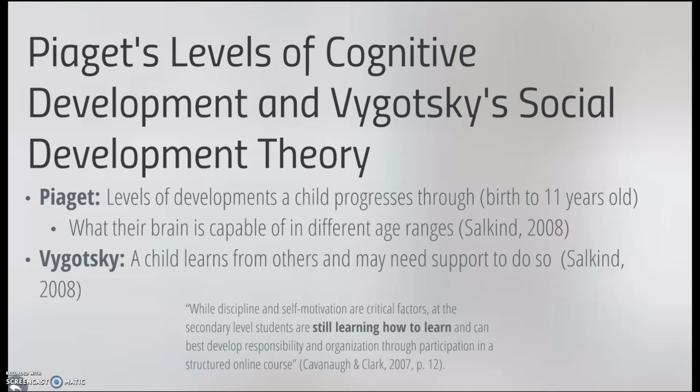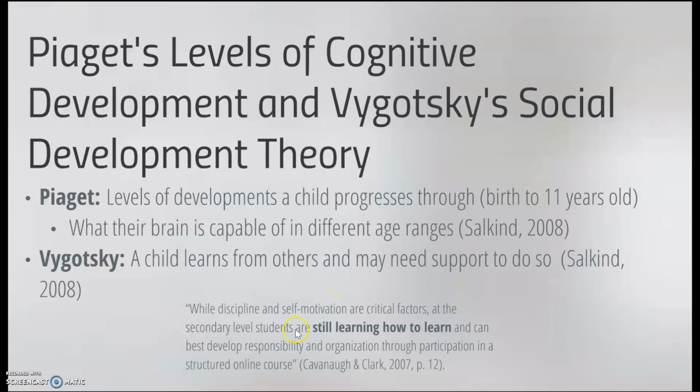And the first is Piaget's level of cognitive development, and the second will be Vygotsky's social development theory, also known as his cultural historical development theory. What these two things are is they're basically outlines of the development of a child's brain. Piaget outlined the level of development that a child progresses through and basically states what their brain is capable of in different age ranges. Vygotsky stated that a child learns from others, but may need support to do so.